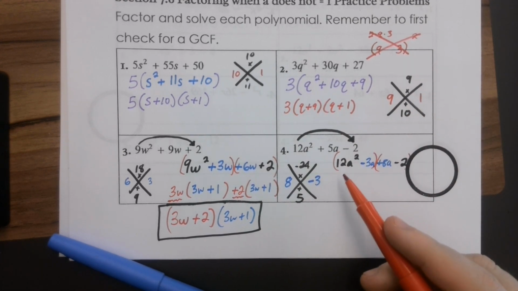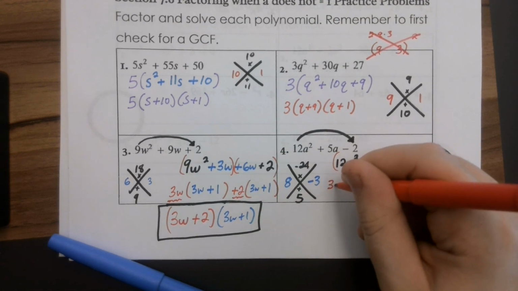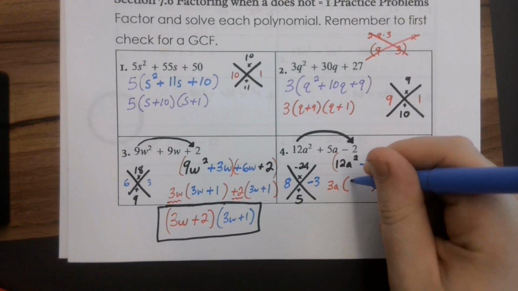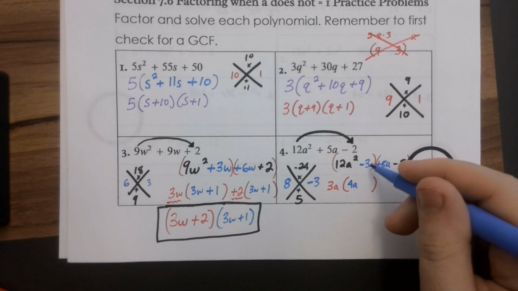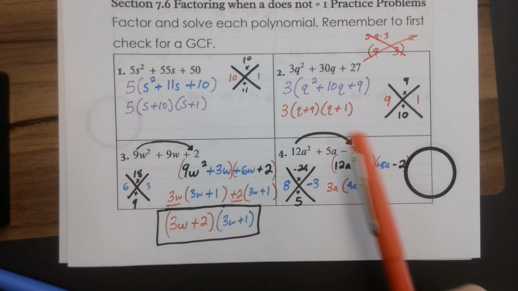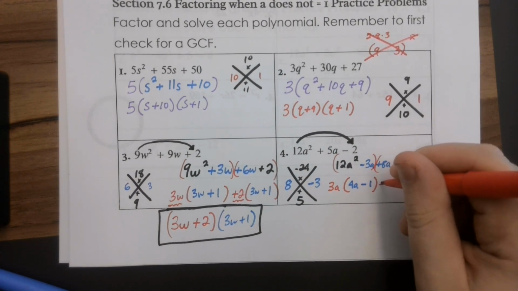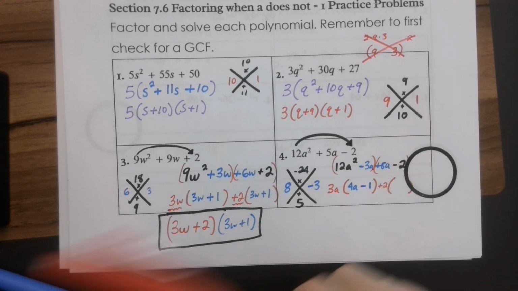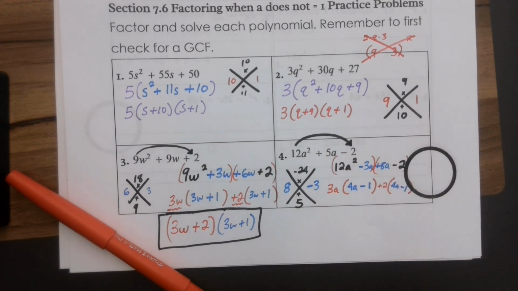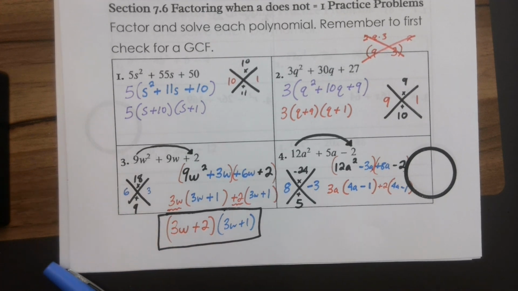So what can we take out from 12a squared minus 3a? Both of those can be divided by 3a. 12a squared divided by 3a is 4a, and negative 3a divided by 3a is negative 1. What can I take out from 8a and negative 2? Both can be divided by 2. So 8a divided by 2 is 4a, and negative 2 divided by 2 is negative 1. Again, since our parentheses match, we know we did it correctly.